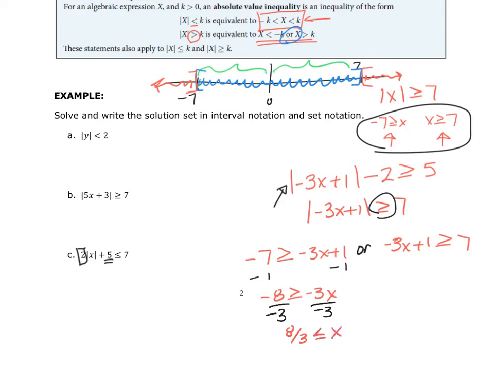I'm going to work this other one, so I have -1 and -1. -3x is greater than or equal to 6. Divide by a -3. And I have x, don't forget to change the inequality, x is less than or equal to -2.